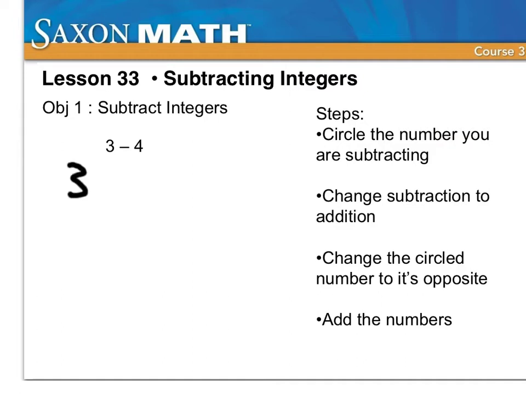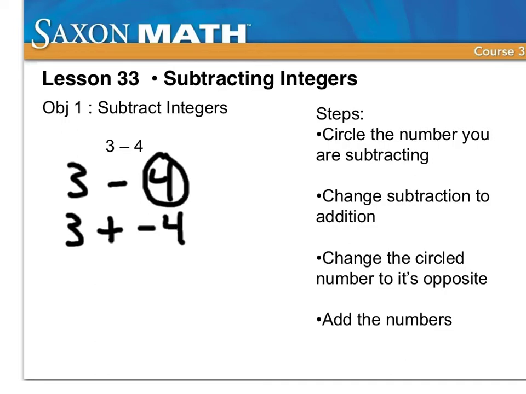Okay, so I got 3 minus 4. Step 1, circle the number you're subtracting. So I'm going to circle this number here. Then, step 2 says to change subtraction to addition. So I'm going to leave the first number the same. I'm going to change the subtraction sign to an addition sign. Okay, and then step 3 says to change the circled number to its opposite. So I'm going to change 4 to the opposite of 4, which is negative 4.